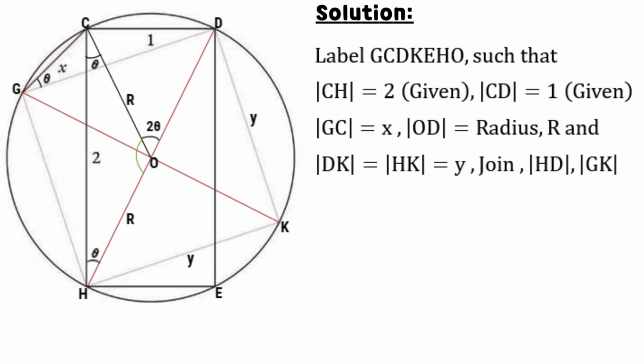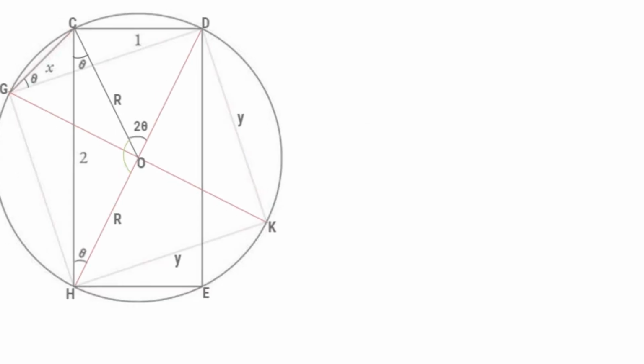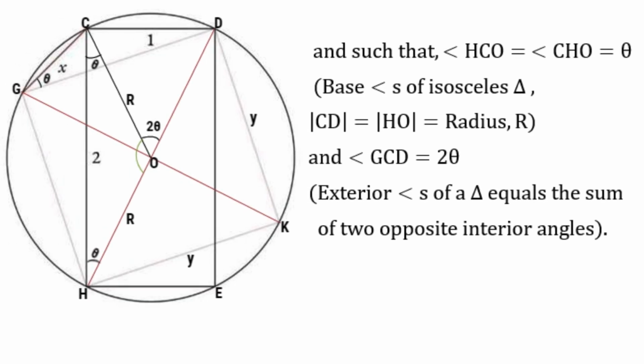Line OD equals radius R, and line DK equals line HK, which equals Y. Join line HD and line GK. And such that angle HCO equals angle CHO, which equals angle theta. Base angles of an isosceles triangle are equal.